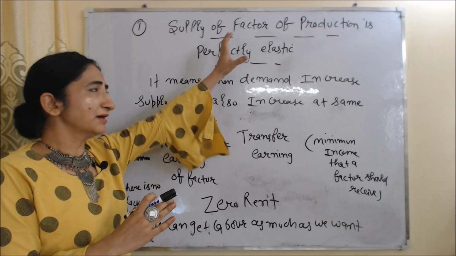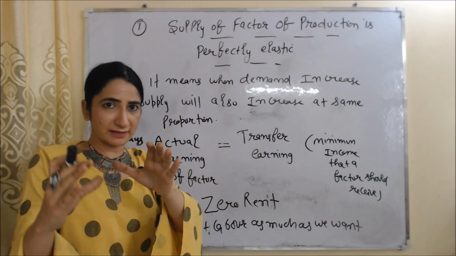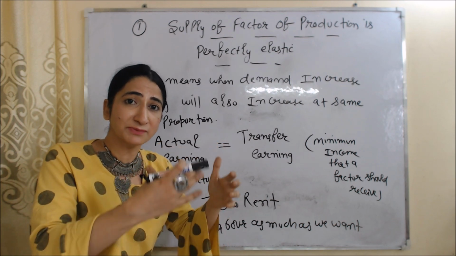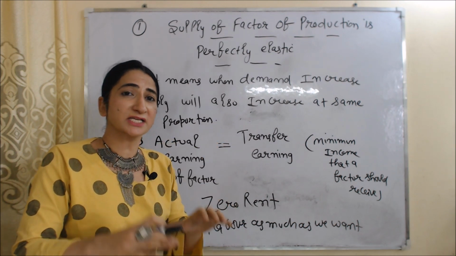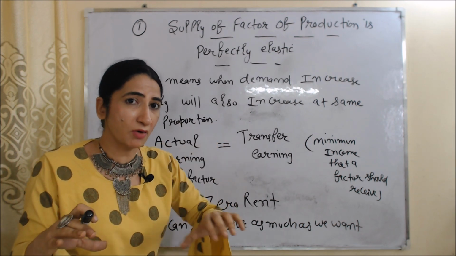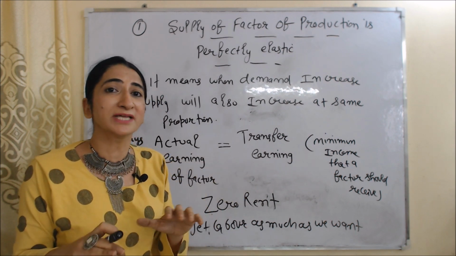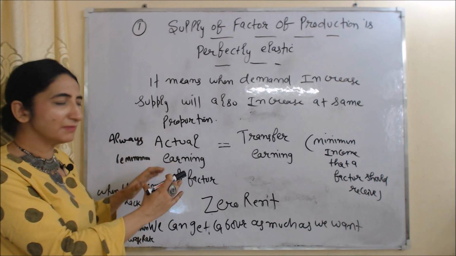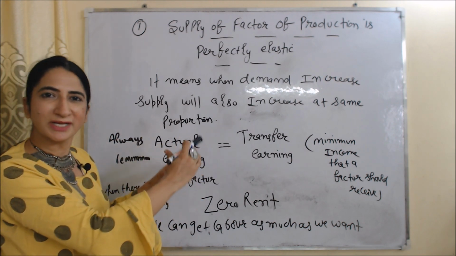So we can say that when supply of factor of production is perfectly elastic, or we can change supply of factor of production as much as we want, in such a case we will pay only the minimum amount. They will not receive more than minimum. That's why their actual earning will always be minimum and equal to their transfer earning.